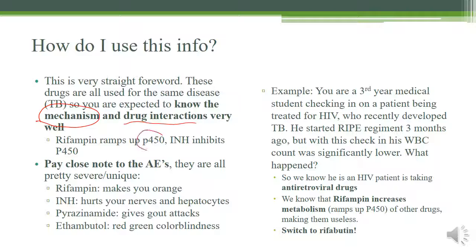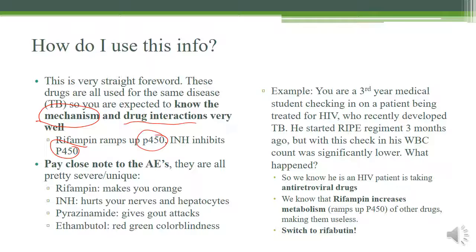Rifampin ramps up the P450 while INH inhibits it. So there's a lot of ways that they can interact. And a lot of the patients that have TB often have HIV as well. So you don't want the drugs to interact too much because you don't want to treat their TB while reducing their effective treatment on their HIV.